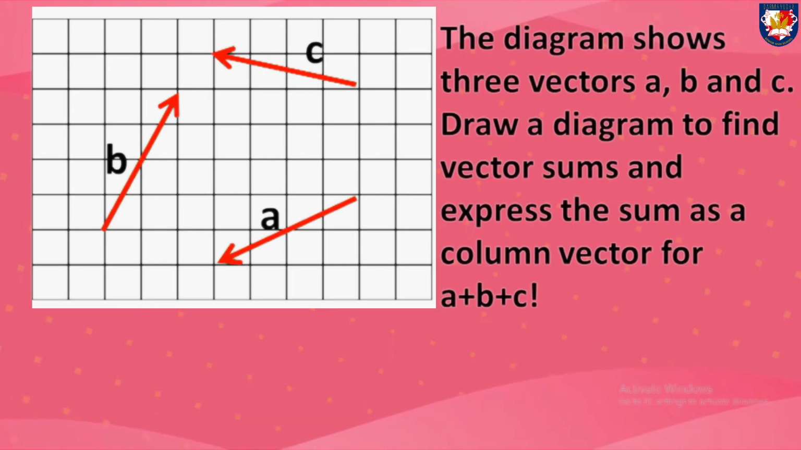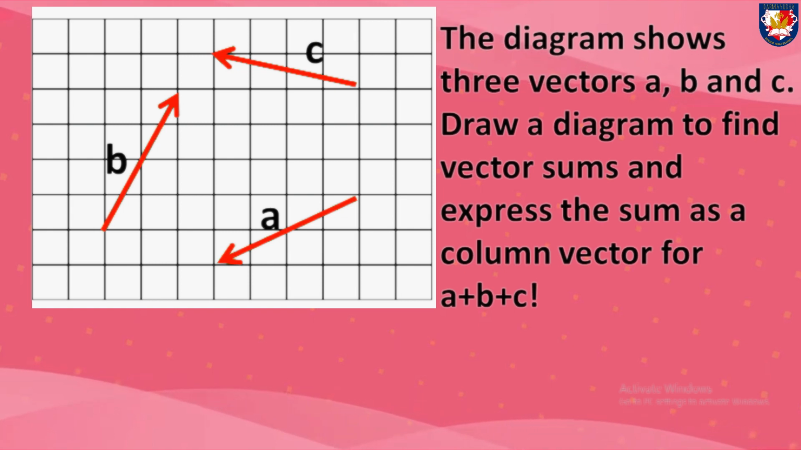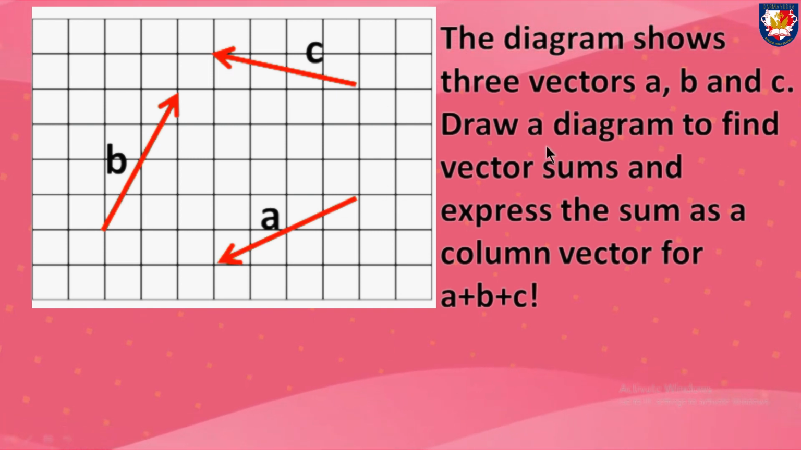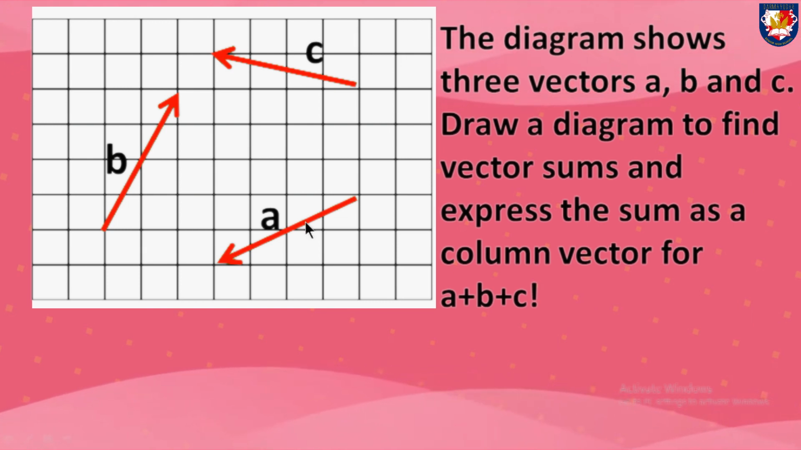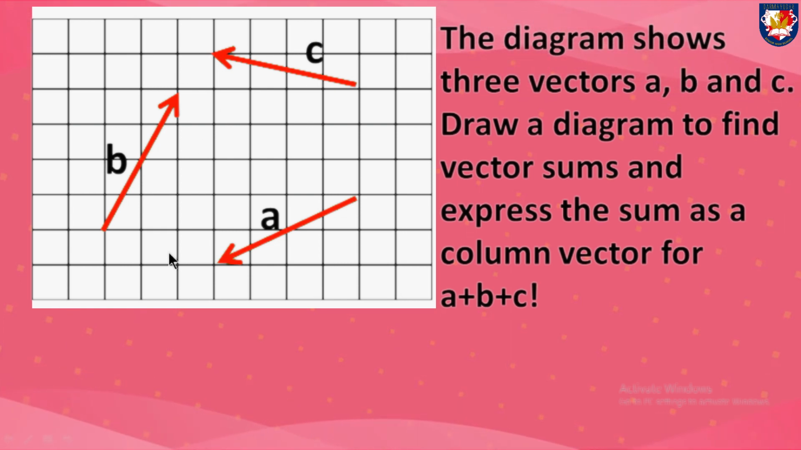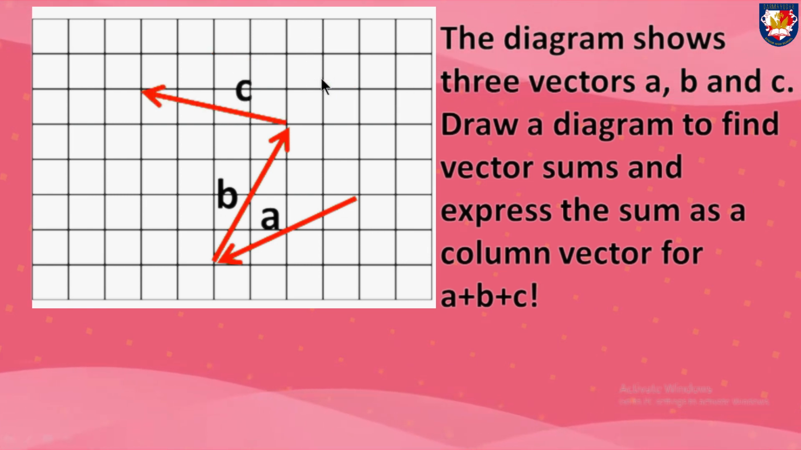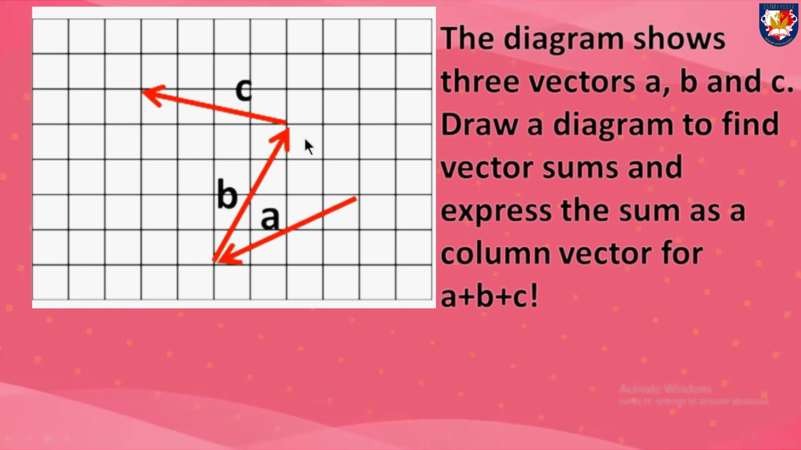For example, the diagram shows 3 factors A, B and C. Draw a diagram to find the factor sum and express the sum as a column factor for A plus B plus C. Okay, first we're going to draw a diagram of A plus B plus C. Since A plus B, we need to move B here, where the initial point of B meets the terminal point of A. And then for A plus B plus C, we need to move C here, where the initial point of C meets the terminal point of B.